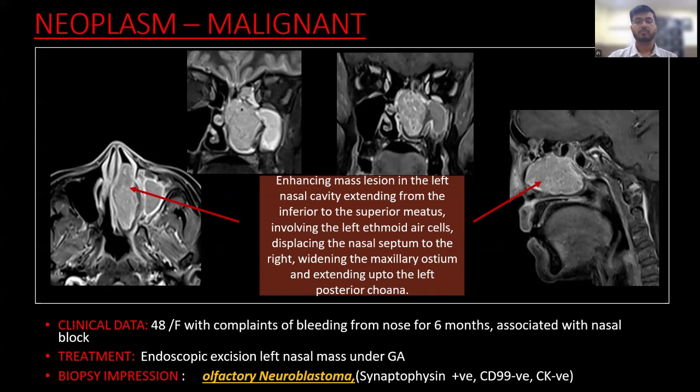So here we see a case of a 48-year-old female with complaints of bleed from the nose for 6 months, associated with nasal block. Treatment: endoscopic excision of the left nasal mass under general anesthesia. The biopsy impression turned out to be olfactory neuroblastoma. In the imaging, we see an enhancing mass lesion in the left nasal cavity extending from the inferior to the superior meatus, involving the left ethmoidal air cells, displacing the nasal septum to the right, widening the maxillary ostium and extending up to the left posterior choana.